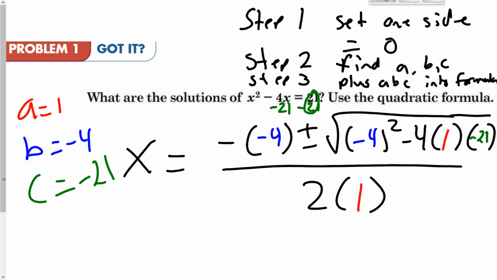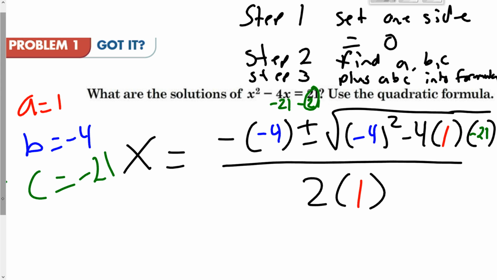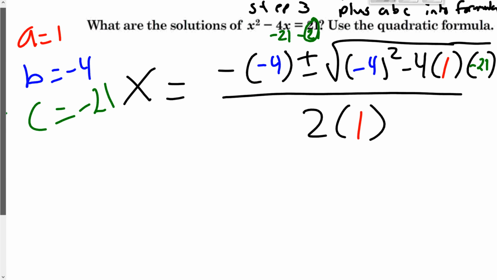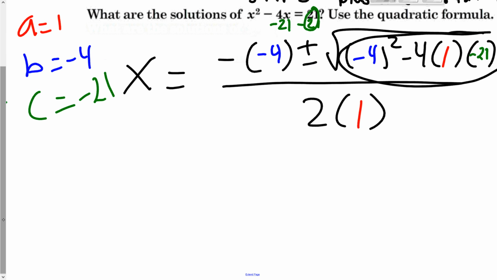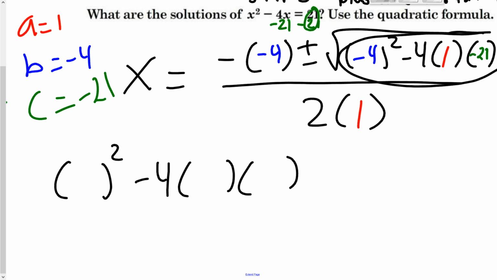Okay? Now I can go ahead and start simplifying. If you want to, you can just take what's inside the square root here and pull that off to the side, and do it on your own. Just do it off to the side. And then I'm just going to do it in purple here. So negative 4 squared is 16.